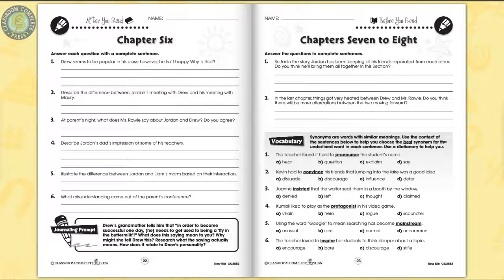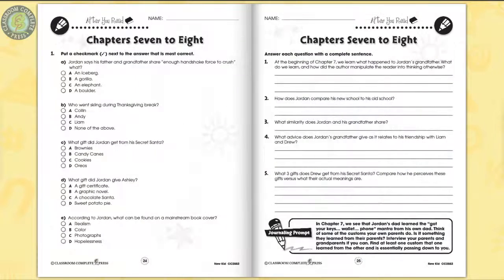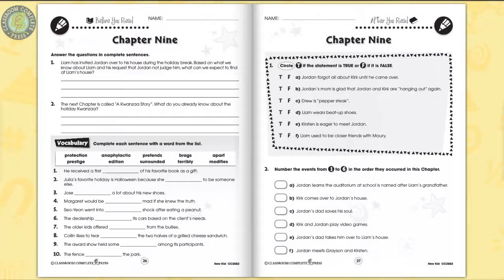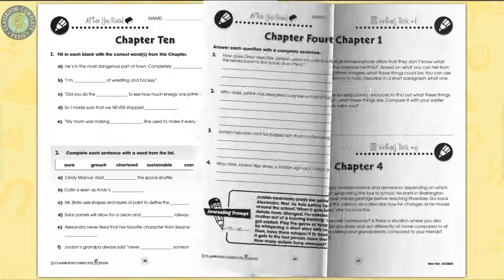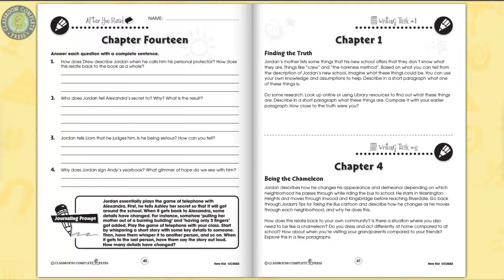Compare the different results from Jordan's meeting with Maury and then with Drew. Recall events from the Secret Santa game in Jordan's homeroom. Put events that take place during the holiday break in the correct order. Reflect on how you perceive others and how they perceive you. 6 additional writing tasks follow.